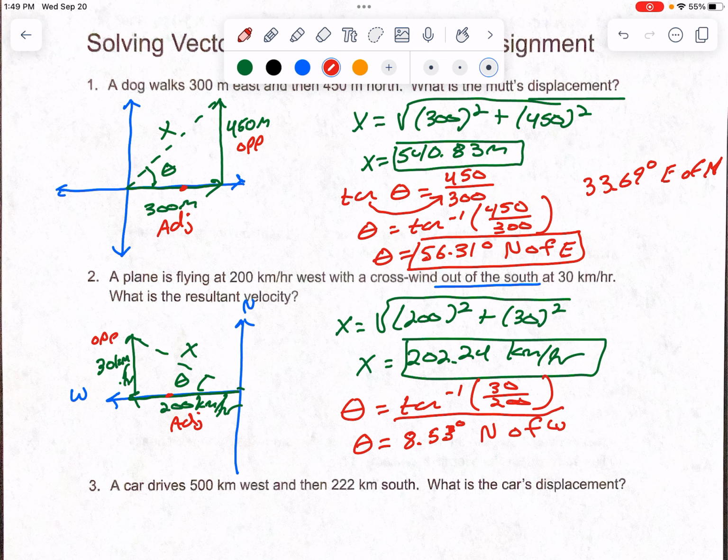It is okay to have a small degree like that because you got to look at your numbers. I went 200 kilometers per hour west and only 30 kilometers north. It was a lot more horizontal than it was vertical, so that's why it's a small angle. Your counter angle would be, if you went the other way, 81.47 degrees west of north.